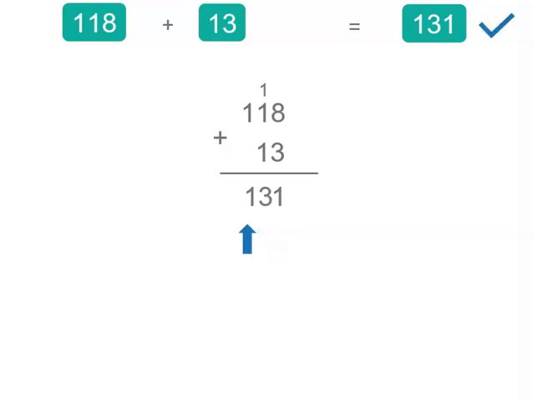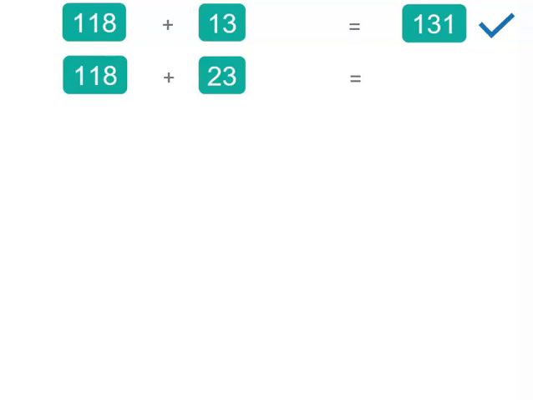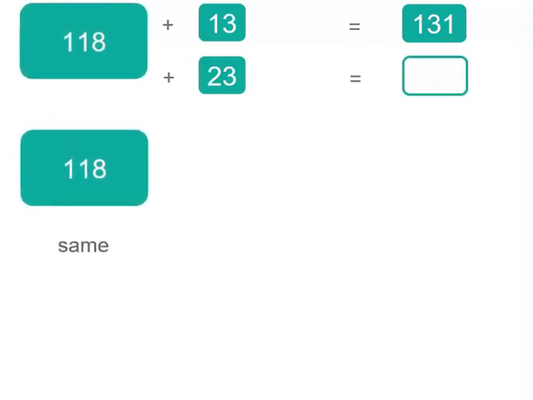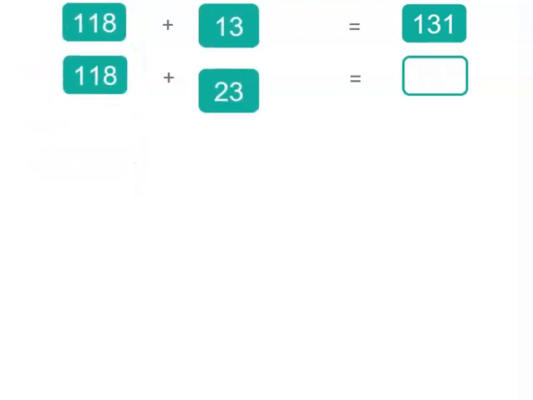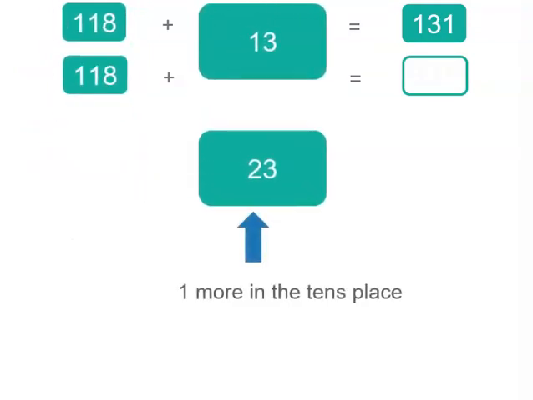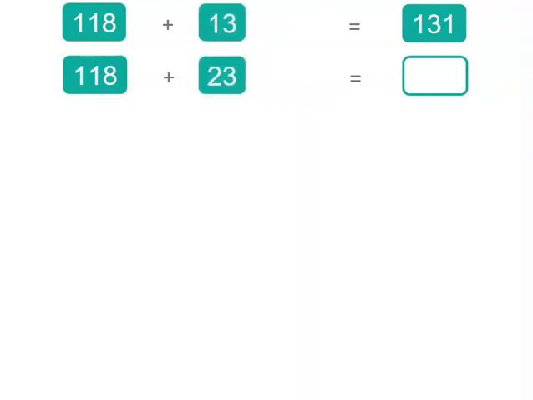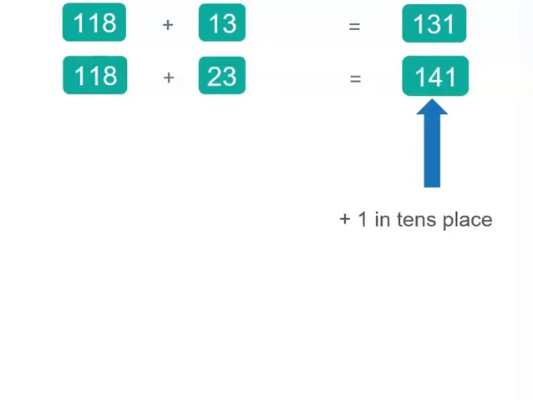So if you notice that each digit doesn't necessarily add up, say in the tens place, you don't need to worry. And now we can actually work with a pattern. So let's have a look. 118. Well, those numbers are the same, but we're adding 23. So we've got 1 more in the tens place. So even though the digit in the tens place has that regrouping in it, it doesn't matter. We still just add 1 in the tens place.